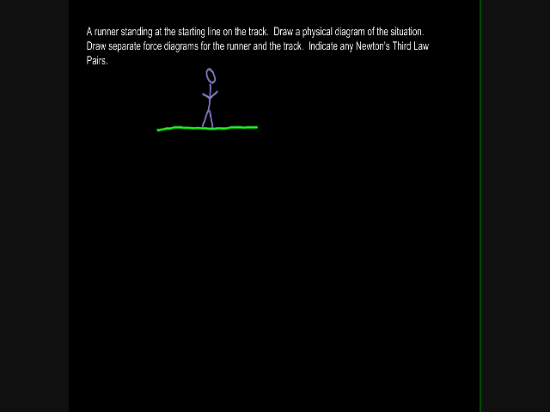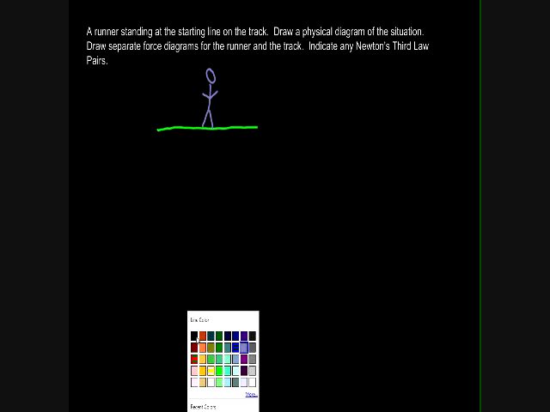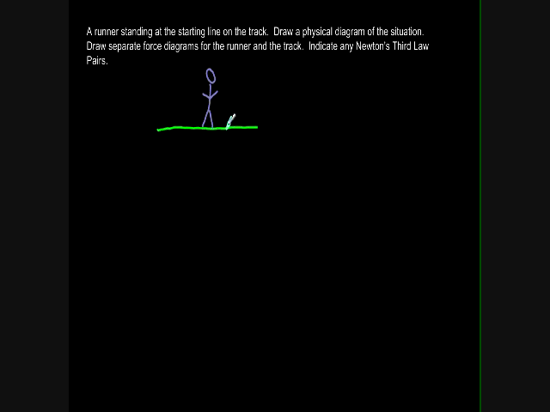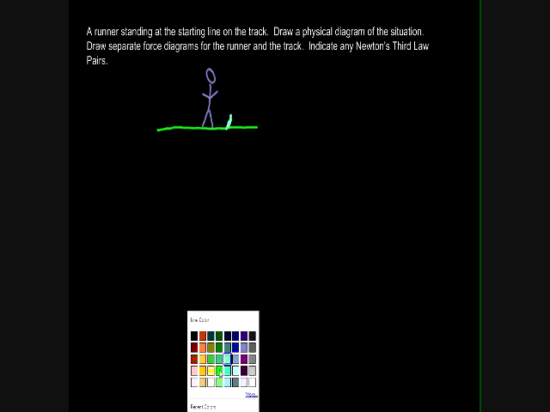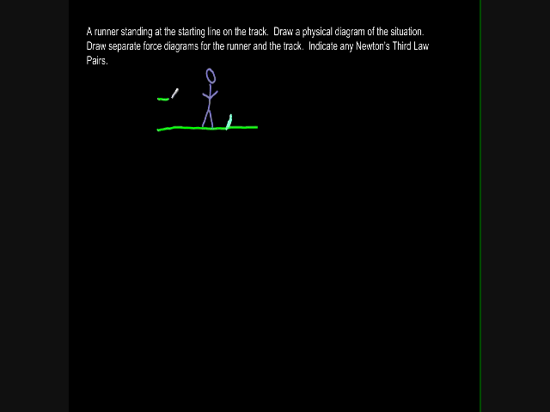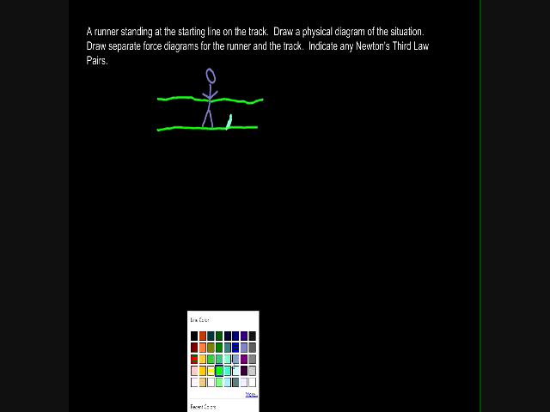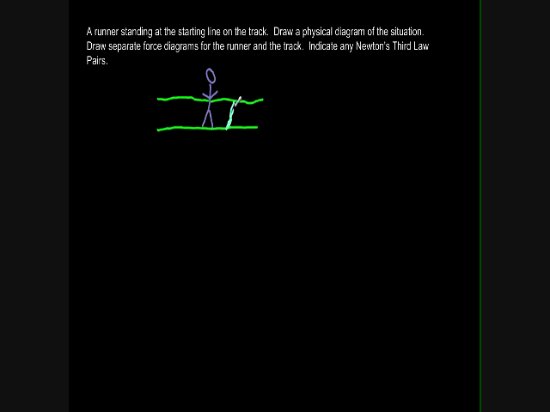So we will put the start-finish line checkerboard. I don't mind doing checkerboard, but we'll say this is the start-finish line right there. And we're on a track. Here's the other side of the track. So you can see here that the drawings don't have to be anything really technical. They're simply just drawings to help us visualize the situation. So what I want to start with is I need to draw a physical diagram. That's done. Check. And now I need to draw separate force diagrams for the runner and the track.